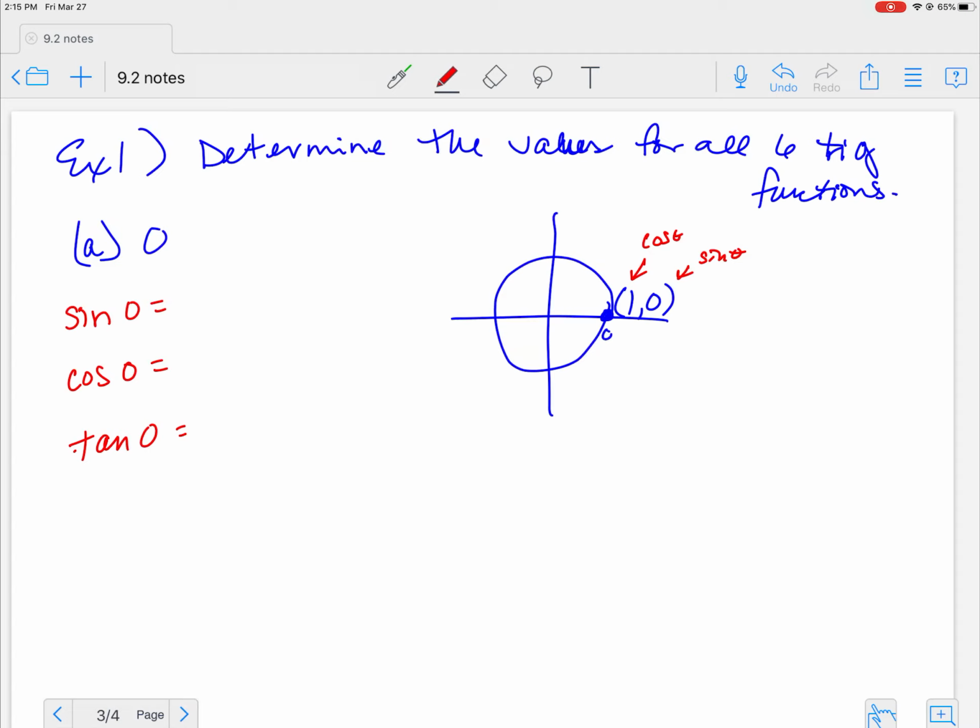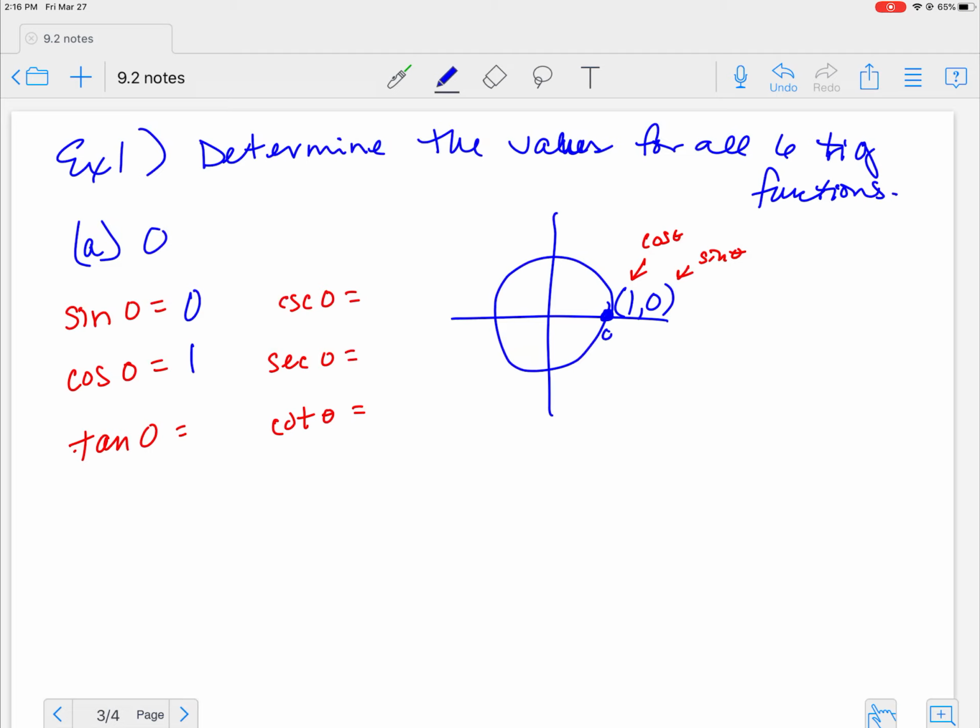Tangent of 0, because this is the angle measure we're talking about. Then I like to come over to the right of that. If I know my sine, then you know what cosecant is, right? Because it's the reciprocal. And this is where we're going to use those. Secant is the reciprocal. Cotangent is the reciprocal. So sine here that I'm looking at, the sine of 0 is 0.